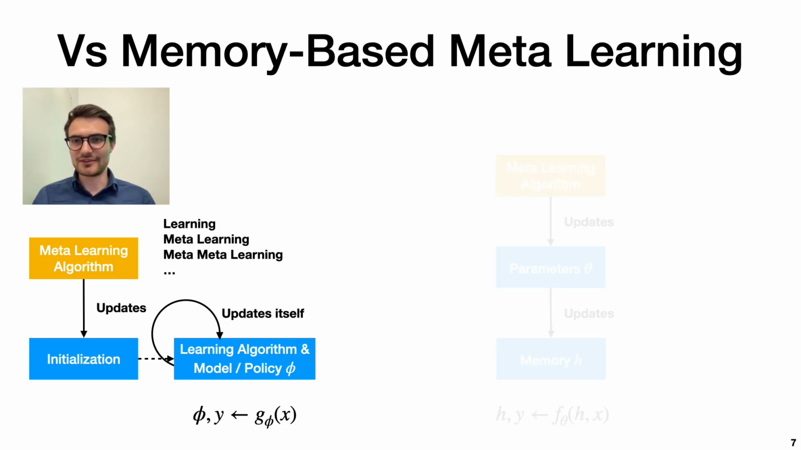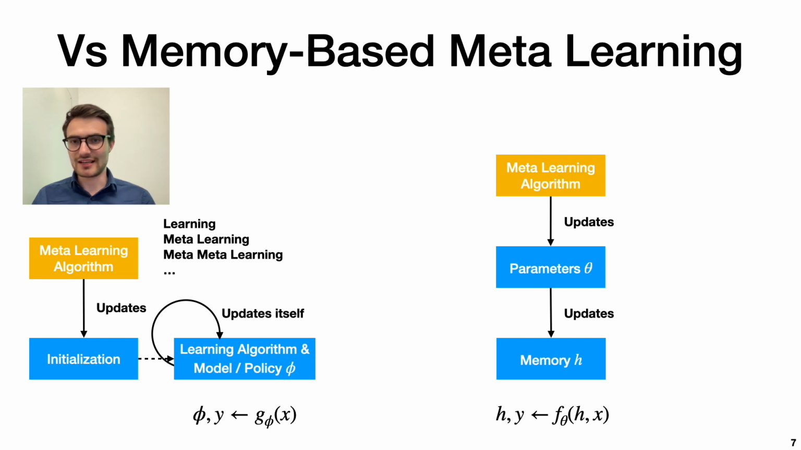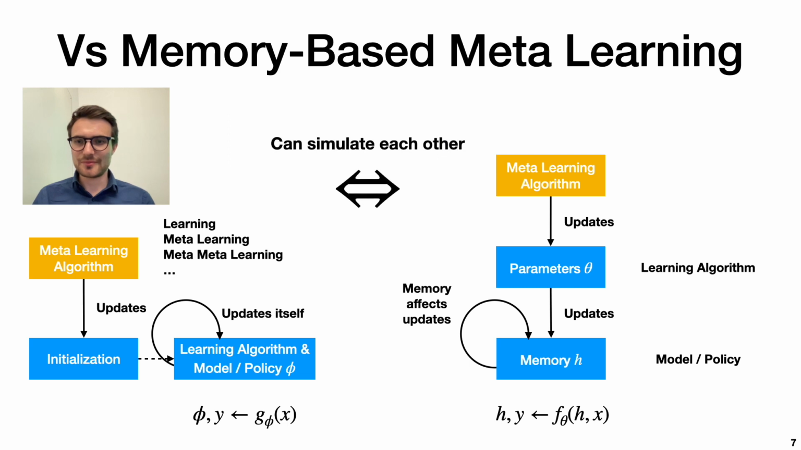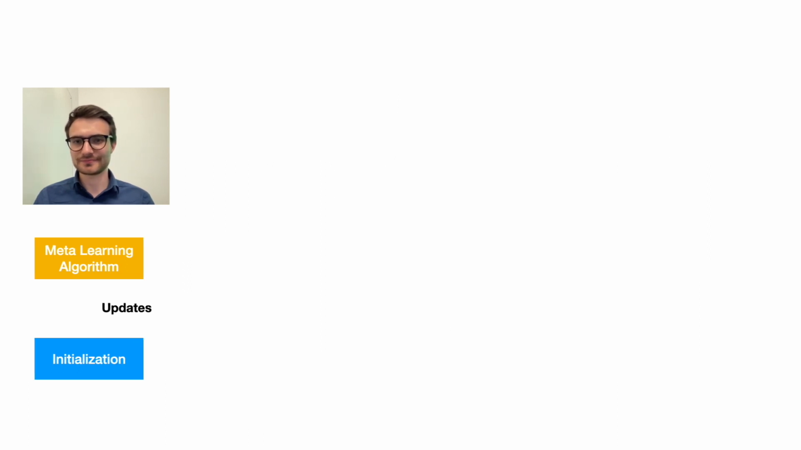Here we look at memory-based learning, a very general class of meta-learning approaches. This approach is usually implemented using an LSTM, where the parameters correspond to the learning algorithm and the model or policy is encoded in the memory or hidden state H. For the self-referential architecture, we argued that it is capable of learning, meta-learning, and so on. The memory-based system can also be viewed as updating itself, because any update to its memory also affects future updates. Formally, we show in the paper that both approaches can simulate each other. So from a representational perspective, we have not gained anything from making our architecture self-referential.